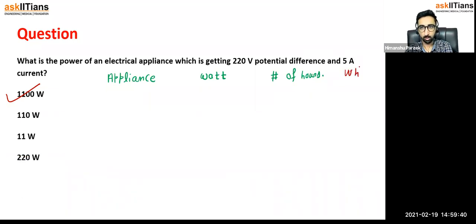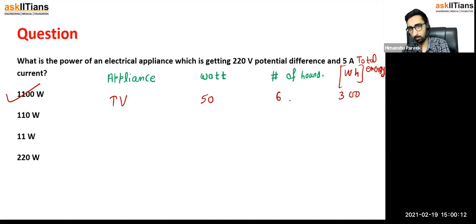Let me just write here watt hours. Okay, basically that's the units, so total energy which we have consumed. So guys, see, appliance, let us take first of all the TV. Now usually the TV, I don't remember exactly, let's say 50 watt, and we are using the TV for, let's say, 6 hours. So 300 watt hours. That is the amount of energy we have consumed per day.